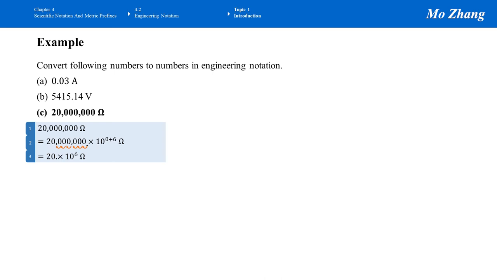For this course, unless additionally specified, we just keep 2 digits after the decimal point.